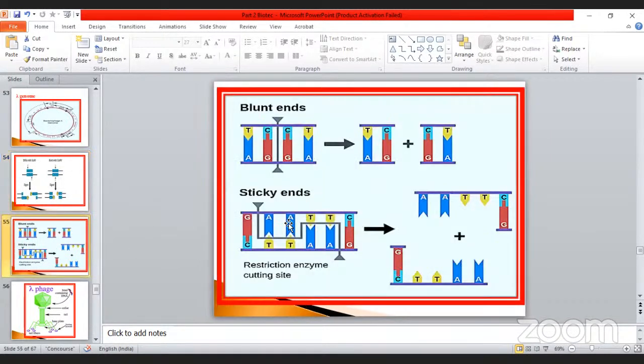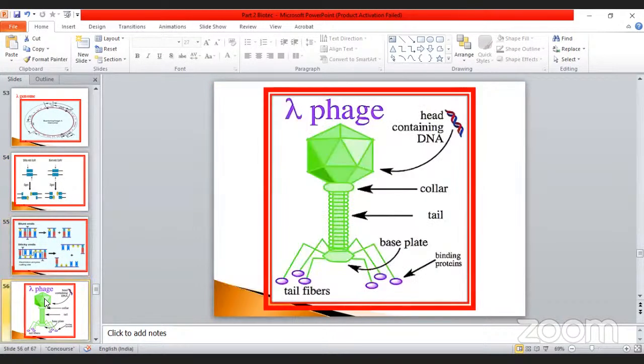The same thing is repeated here also. This is the lambda phage, and we already discussed these questions. Already we know all about it. We will pass on to the next one, part 3.